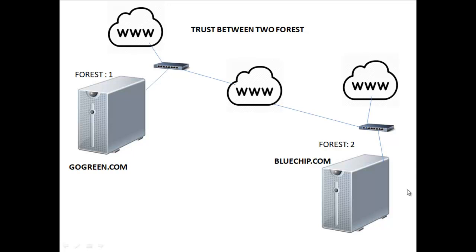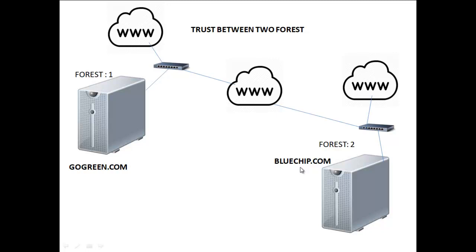Hello friends, in this video we will see the trust relationship between two forests. We have two forests here. Forest 1 is gogreen.com and forest 2 is bluechip.com. We are going to create a trust relationship between these two forests. By default there is no trust between the forests.